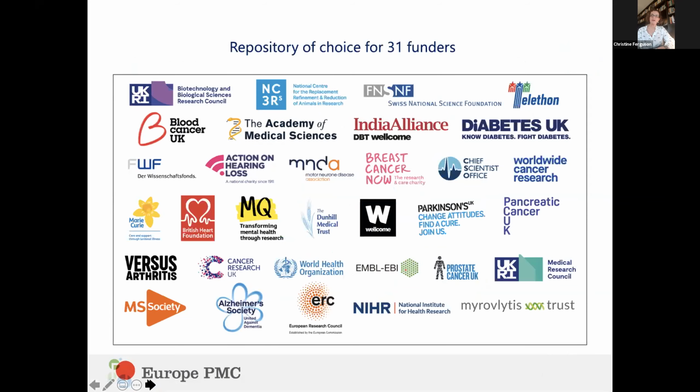So Europe PMC is a repository of choice for 31 international funders, and you can see here some well-known names, the ERC, the Wellcome Trust, UKRI.